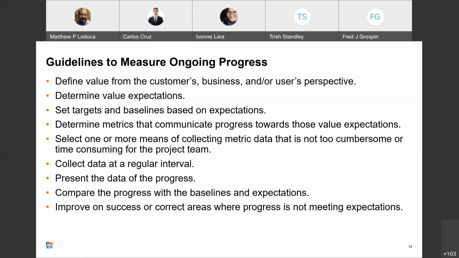We do that all the time in any project. Hey, here we are. That's what earned value management's all about. This is our cost baseline. This is our scope baseline. This is what we expect to be done on this schedule. This is what I expect to be done with this amount of money. Improve on success or correct errors when progress is not meeting expectations, and that's what you do in those retrospectives after each one of those iterations. Any questions on this?